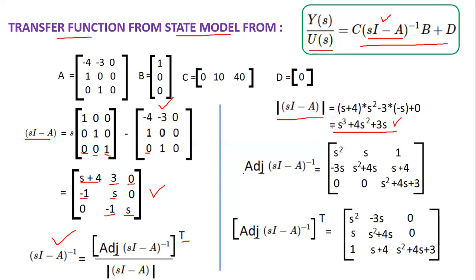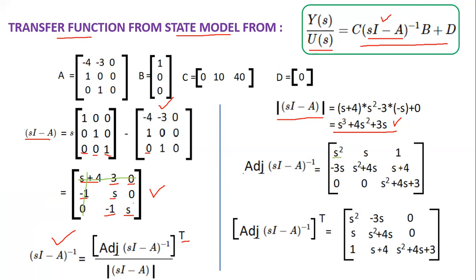Now the determinant value is there. Now we need to find the adjoint of sI minus A. How to find the adjoint? If you want the first element, we will remove the first row and the first column and cross multiply these two. If we cross multiply, we are getting s square minus minus 1 into 0, so only s square we are getting. This is the first term.